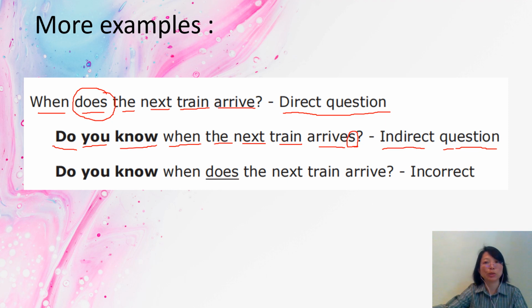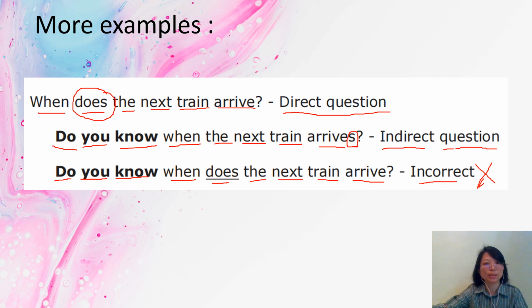So the indirect question will become, do you know when the next train arrives? If you write like this, do you know when does the next train arrive? This is incorrect. This is wrong. So I put a cross here. Why is this wrong?